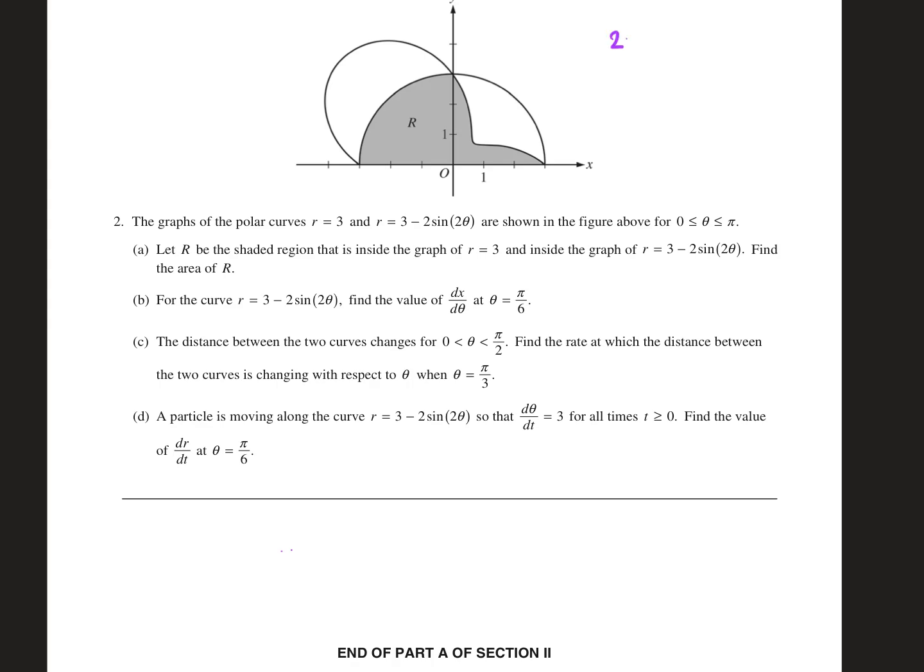All right, this is the 2014 polar problem. It's question 2, so we're allowed a calculator. We have two polar curves graphed above. One of them is r equals 3. This right here is r equals 3. And the other one is the other shape that we have. It's just this guy right here. That's this one, and it's graphed between 0 and pi. They've told us that we want to find R, the area of the shaded region.